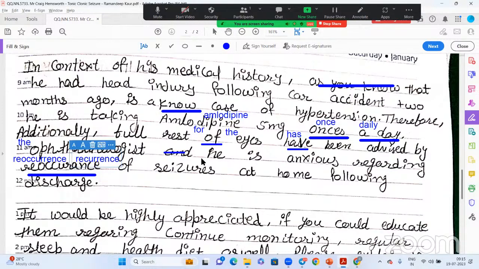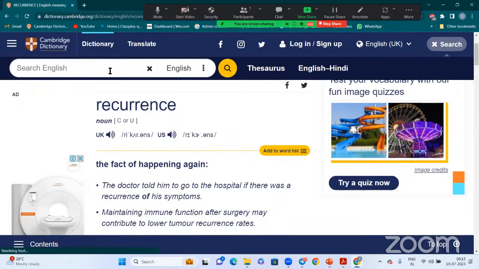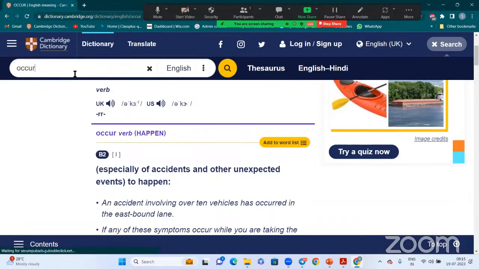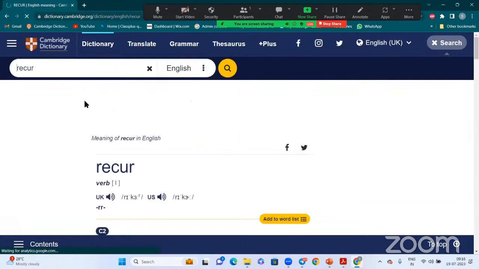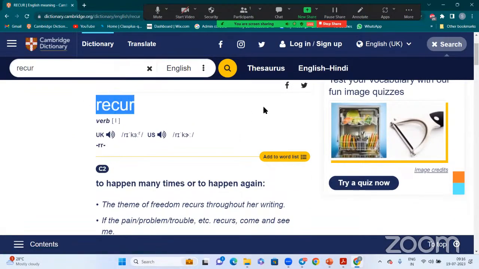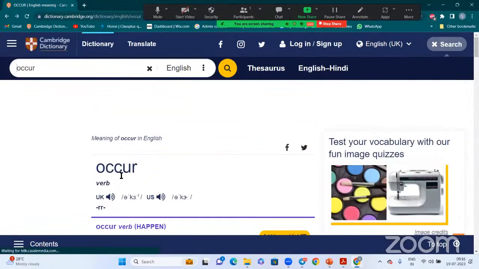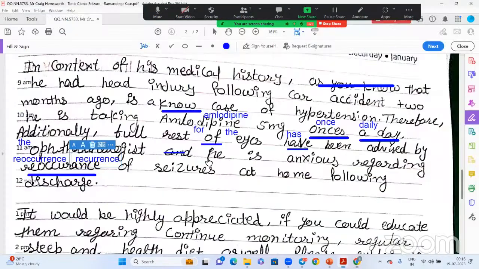For example, occur is B2 vocabulary, but if you say recur, it is C2 vocabulary. So better use recurrence, to happen many times or to happen again. This is C2 vocabulary, whereas occur is B2 vocabulary. That is more beneficial. Reoccurrence or recurrence of seizures at home.